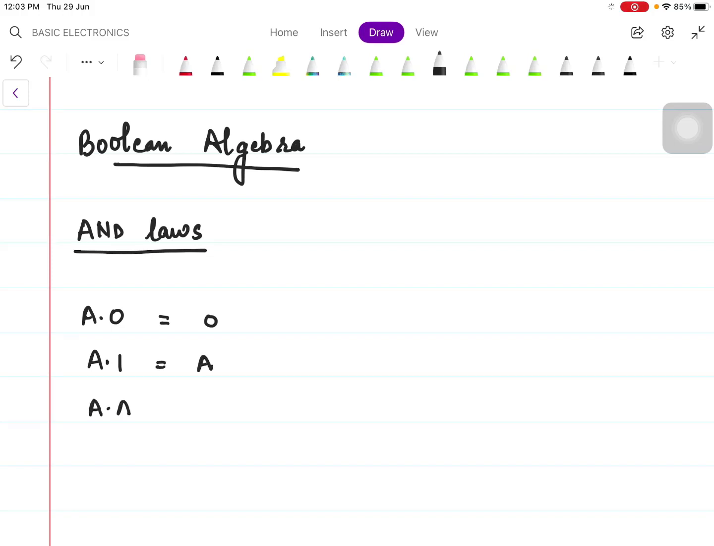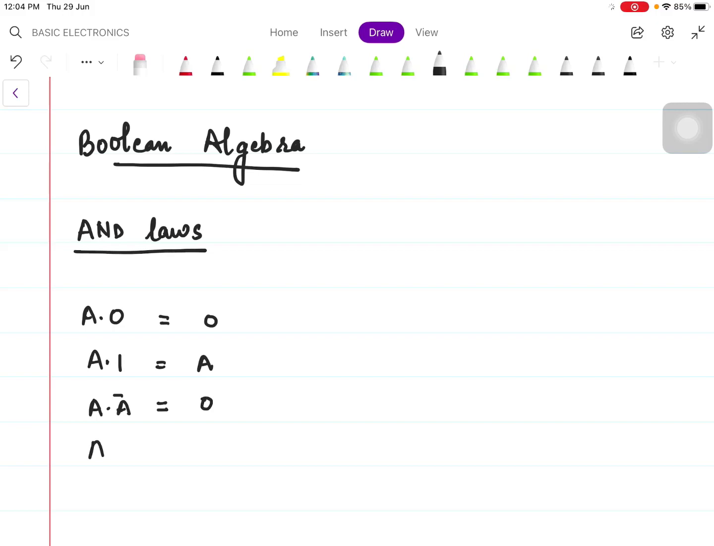A dot a bar. What is a bar? We are talking about digital electronics. In digital electronics, mainly we talk in terms of 0 and 1. That means if we take any variable, let's say a, it can only have two values, either 0 or 1. So a dot a bar means if a is 0, a bar is 1, or if a is 1, then a bar is 0. That means a bar is the complement of a. So when a is multiplied by its complement, it will give you 0.